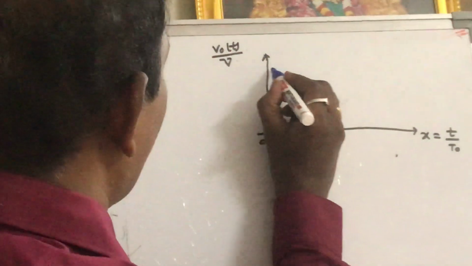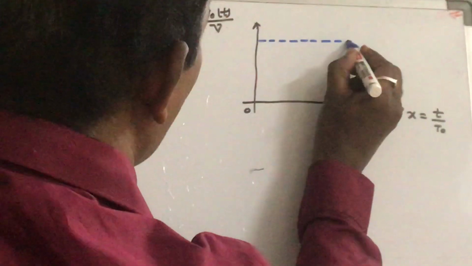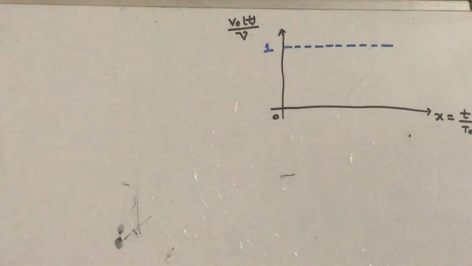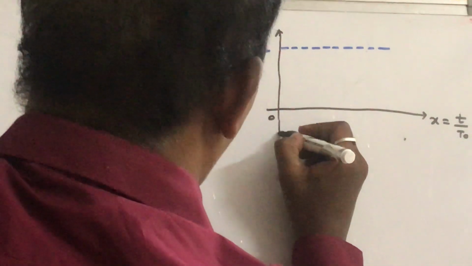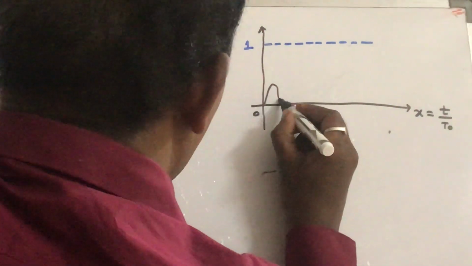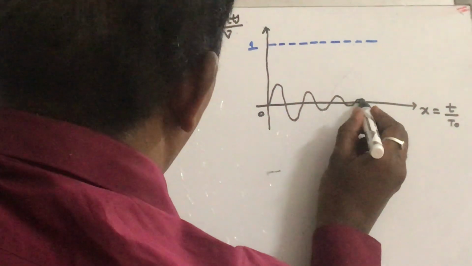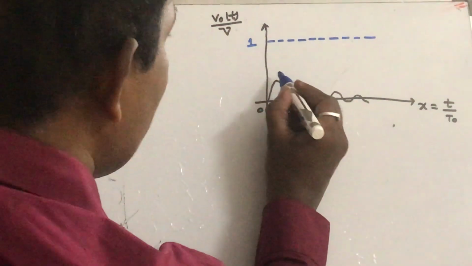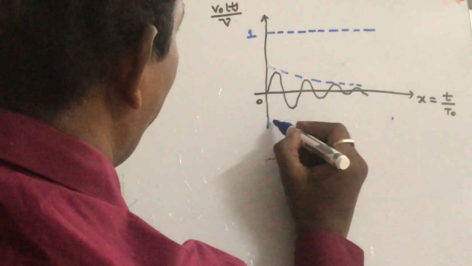Now, what is your input? The input is a step input for our circuit. Its amplitude is 1 because we brought V to the left side. Then, as per the response, what will be the output? The output will be exponentially decreasing. As you have seen from the diagram, the output response is an exponentially decreasing sine wave.